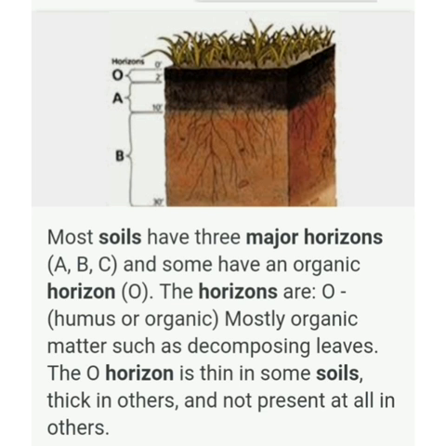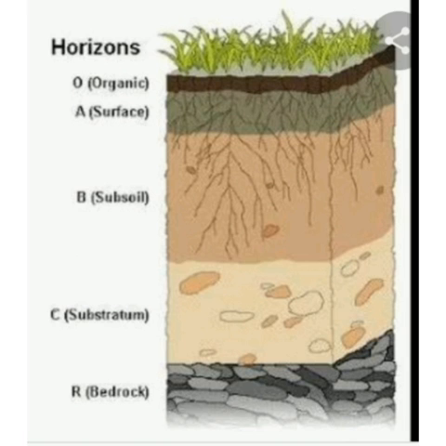Mostly, soil has three major horizons, A, B, C, and some have an organic horizon, that is O. O is made up of humus or organic matter. Horizon A is the uppermost layer of soil. It is also called topsoil. This soil is made up of sand, silt and clay. Many kinds of soil organisms are present in this layer.